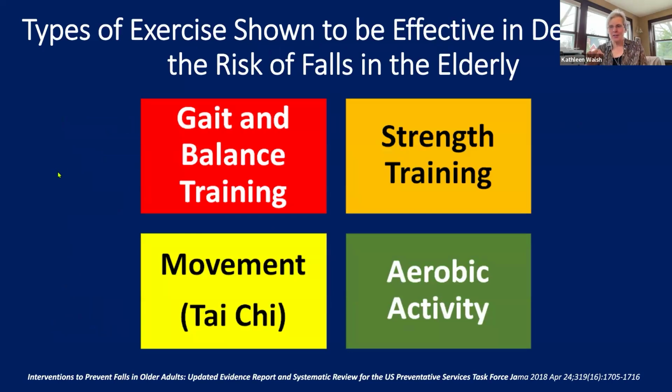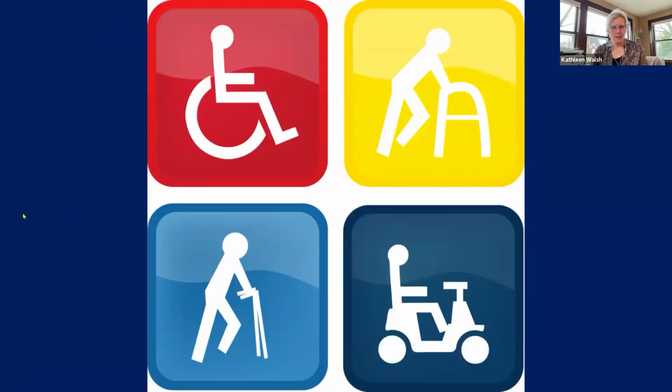So the type of exercise that helps: gait and balance, strength training. Even if they come back after hip replacement, get them into PT, get them strengthened. Movement, Tai Chi, aerobic activities. We all know this. It's important for us to do. Let's get to the next one, please. Next one, please.